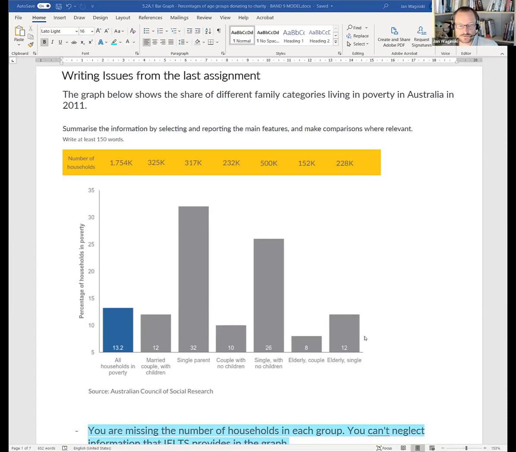You'll notice that these percentages add up to 100%. And so what does that 100% represent? That represents the total number of impoverished households. So that's 100% of impoverished households. And then the numbers at the top, they all add up to 1.754 million households. Okay.